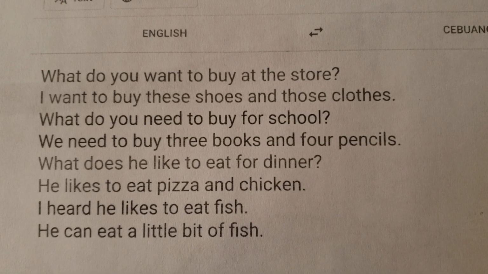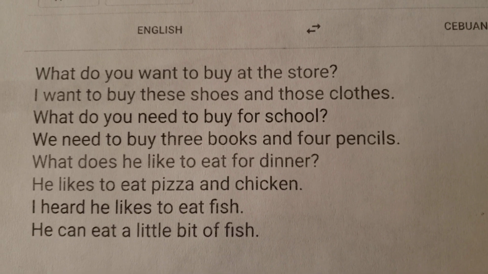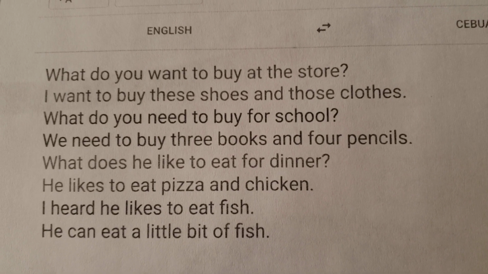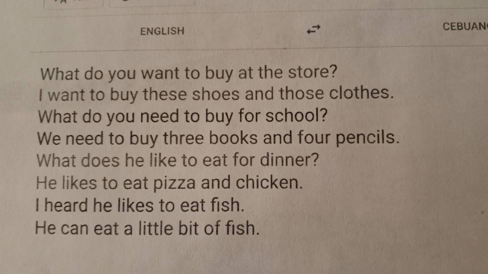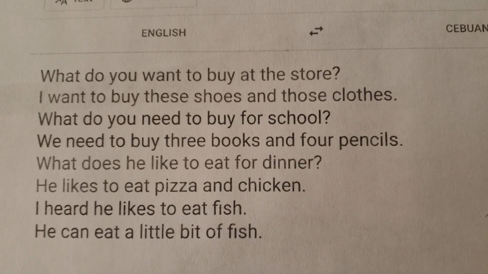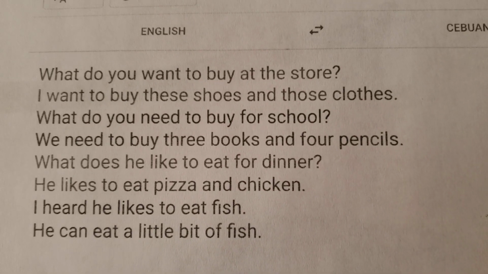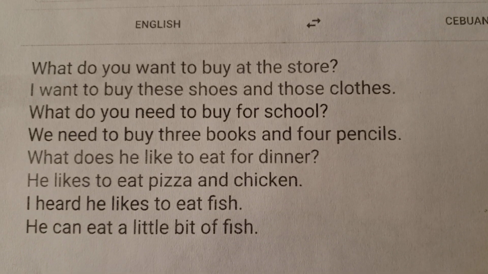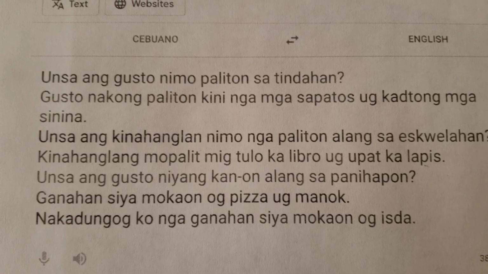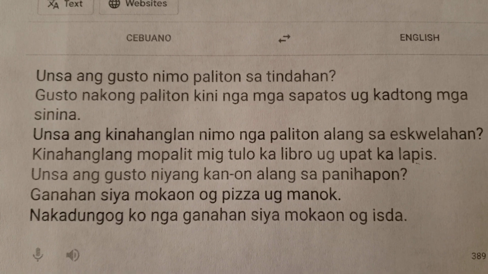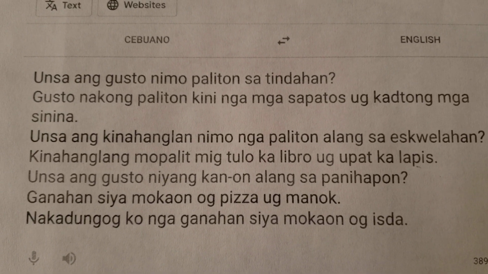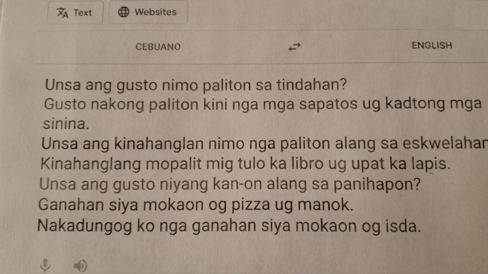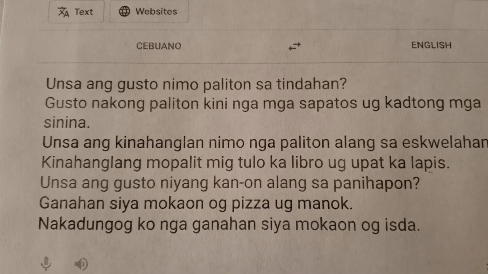The next question and answer. I'm talking to a group of people, more than one person. So you in this case will be you in plural form, but on Google Translate, you was translated in singular. It did not differentiate. What do you need to buy for school? The word for need is kinahanglan. You in plural form would be ninyo. Kinahanglan ninyo. You, plural form, need.